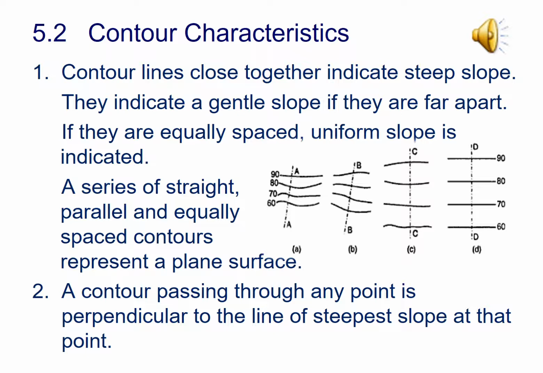Hopefully you'll see the difference between A and D is that the contours are very closely spaced in A but more spread out in C and D. And this indicates that the slope on diagram A is very steep compared to the slope on C and D, which is quite gentle. A contour which passes through any point is perpendicular to the line of the steepest slope at that point, and hopefully you'll be able to look into that in a bit more detail when I give you the contour quiz.